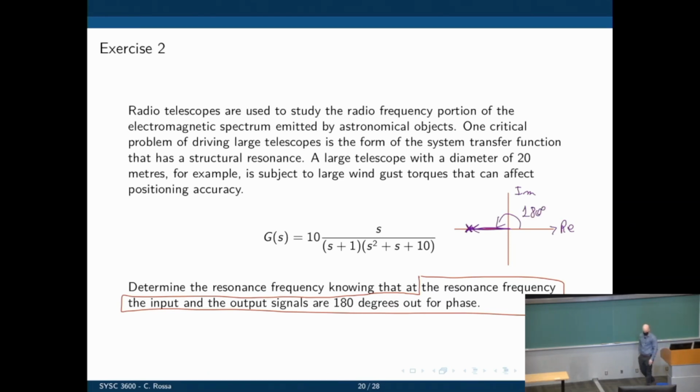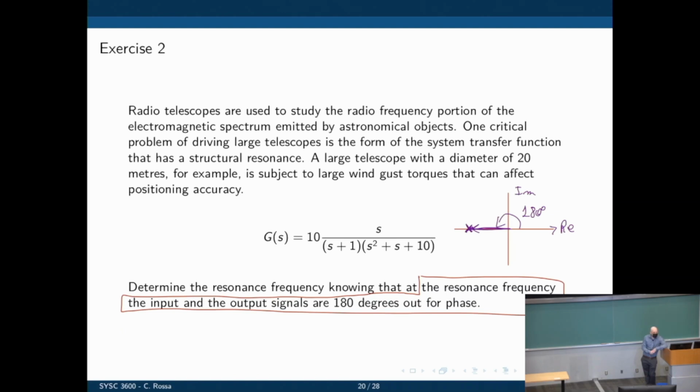If you're saying that the resonance frequency occurs at 180 degrees phase shift between the input and output, that is the same as saying the phase of the transfer function at the resonance frequency is precisely 180 degrees. It's the same statement. So we can plot the magnitude and the phase of the transfer function on the S-plane, and you see here what happens. The imaginary part becomes 0.